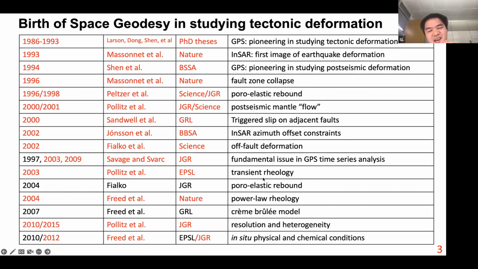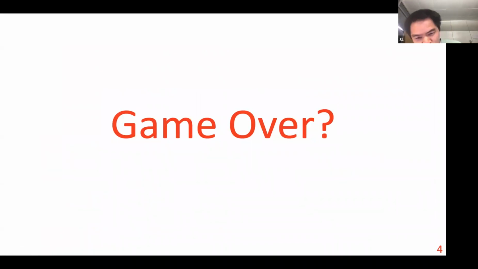In the beginning, many colleagues joined this game, but several years later, Jim Savage, Fred Pollitz, Andrew Freed, and Yuri Fialko took over the game, and they published papers about these two events in a way somehow like the occurrence of characteristic or quasi-characteristic earthquakes. For example, Jim Savage, every 6 years he published a paper. So, is the game over?